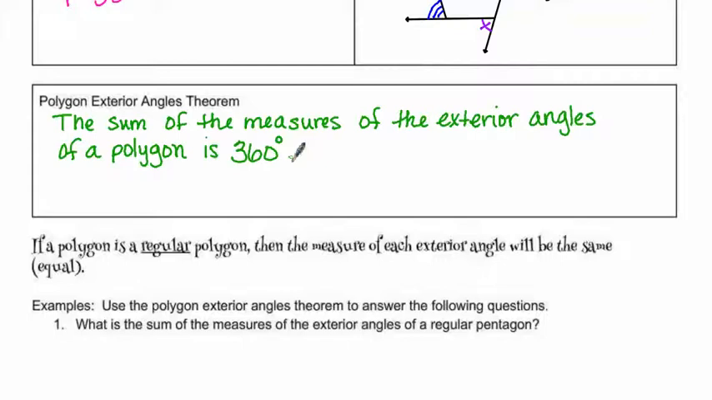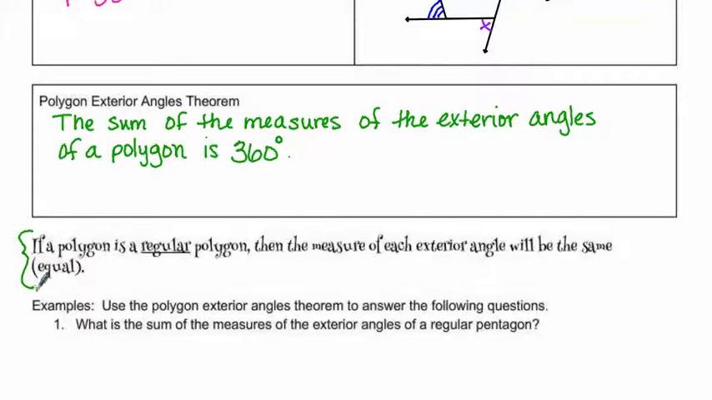Another type of question might ask you specifically about a regular polygon. And note we have this funny looking little sentence here. If a polygon is a regular polygon, remember what that means. All the angles inside are congruent or equal. Then the measure of each exterior angle will be the same. In other words, they're going to be equal. So if it has 5 interior angles that are all equal, then it will have 5 exterior angles, each of which are equal to each other. If it has 7 interior angles, a regular polygon will have 7 exterior angles that are all equal.